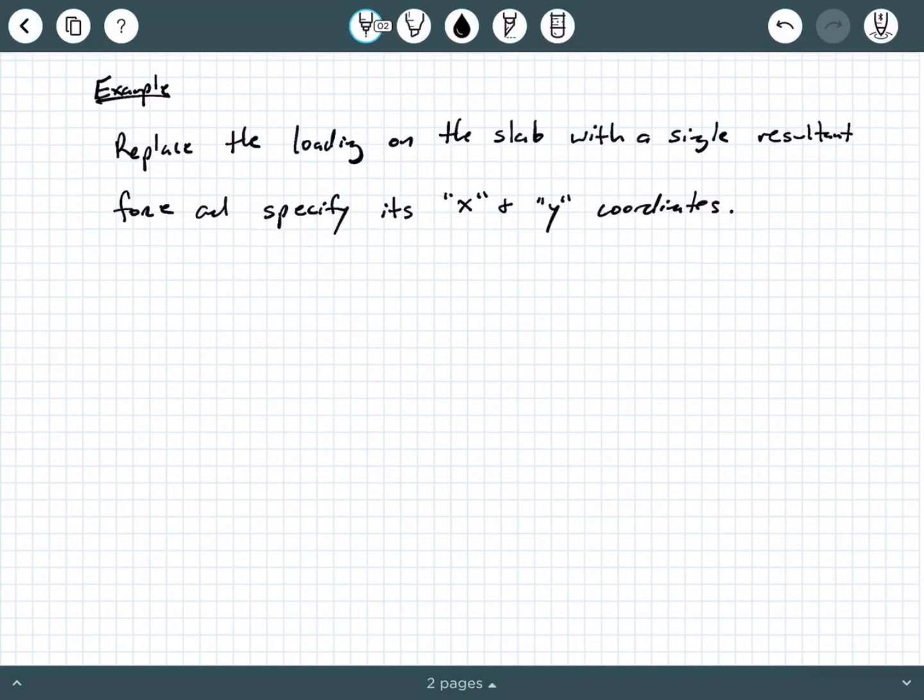In this example, we're being asked to replace the loading on the slab with a single resultant force and then to specify its x and y coordinates. So I'm going to go ahead and draw this out. This is going to be a 3D type of problem. So this is all given information.